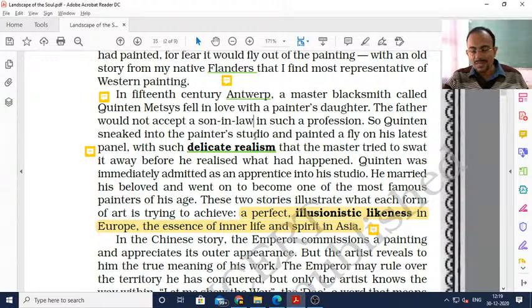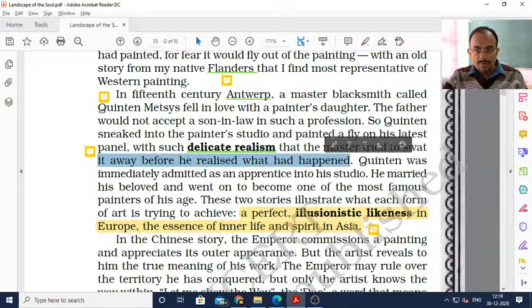Sneak means he somehow managed to get into the studio of the painter stealthily, and he painted a fly on his latest panel. And it was so lifelike that the master tried to swat it away before he realized what had happened. Master means here the painter wanted to swat it away before he realized what had happened.